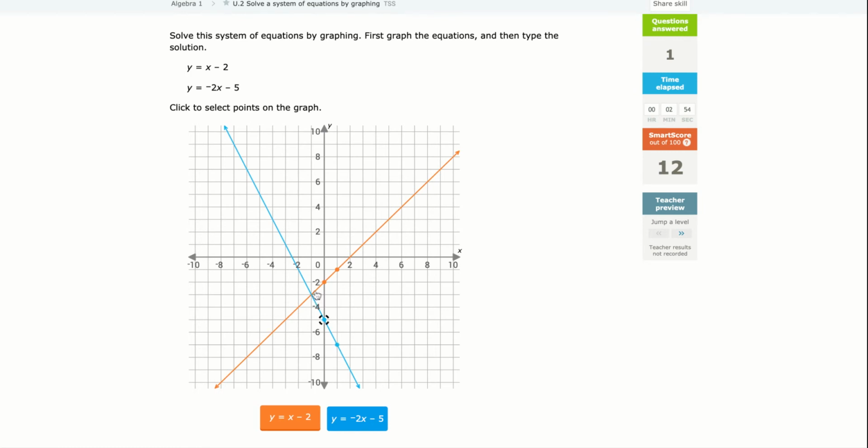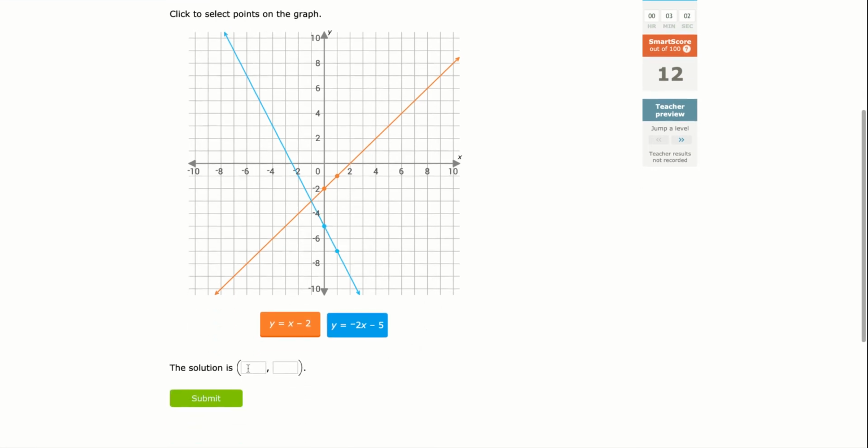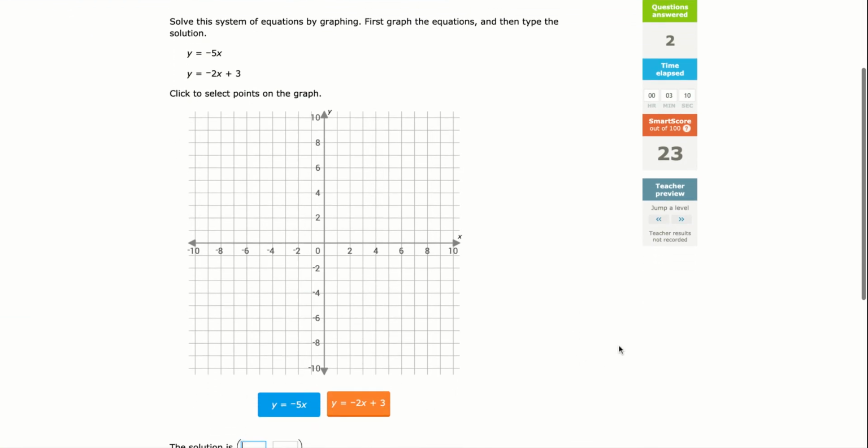So I'm going downhill, and we notice we cross right here at the point that has an x value of -1 and a y value of -3. So I type in -1 and -3. And hopefully the majority of these problems will be no harder than this.